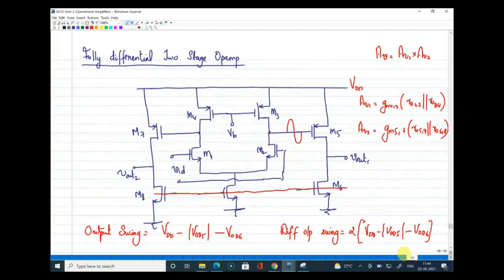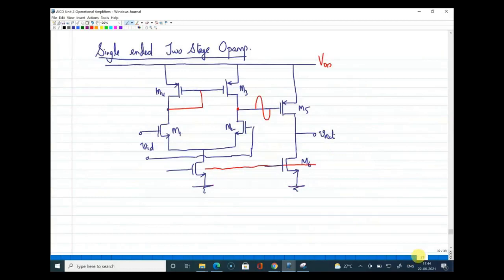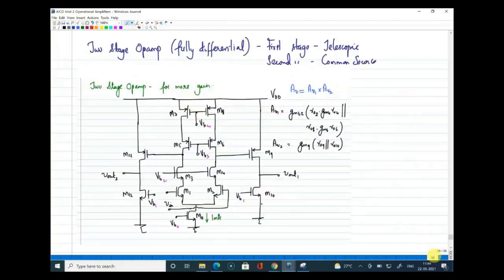All right. So now, I think I told you the other day, a two-stage op-amp can be done fully differential even by including a telescopic op-amp as the first stage. That is what you are seeing on the screen. I asked you to draw this diagram. So here, this is your telescopic op-amp, which is fully differential.